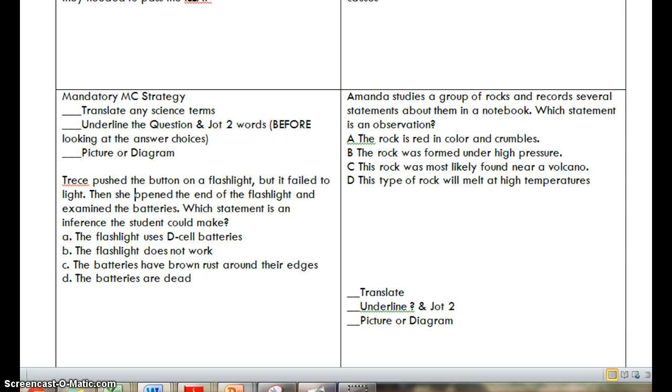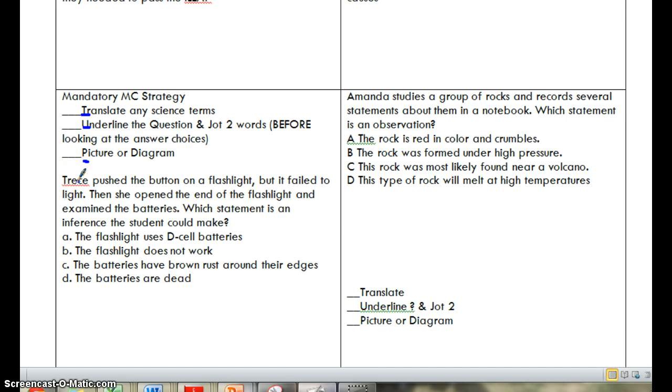The last thing that we're going to teach you to do before you do your computers for today is a new strategy that we're going to use. We are going to call it TOOP. What that stands for is: translate your science terms, that's the T; underline the question and write 2 words, and that's before you look at the answer choices; and always, always, always do a picture or a diagram. So let's read this first one.